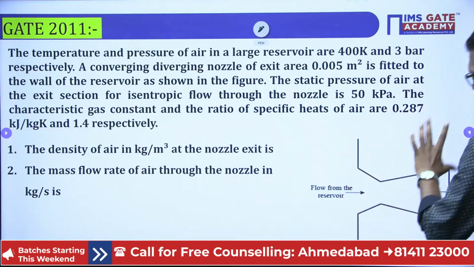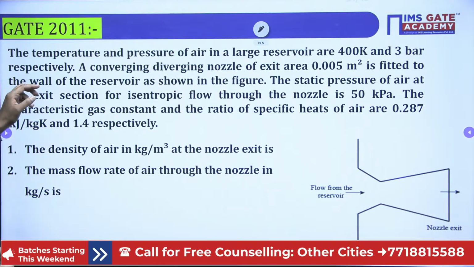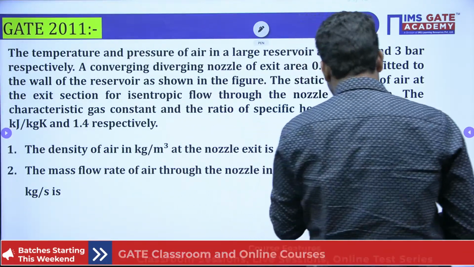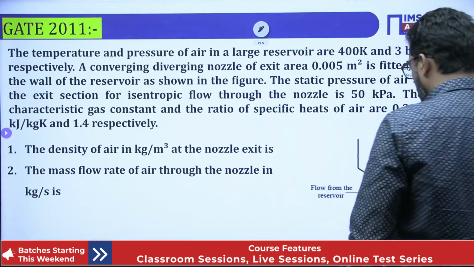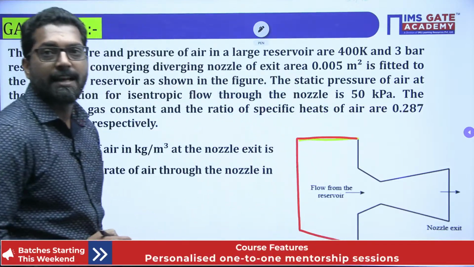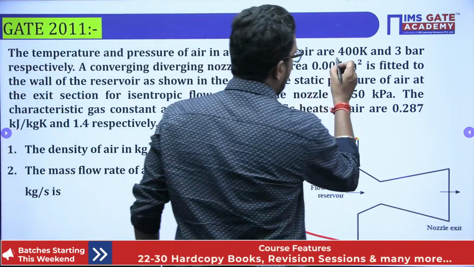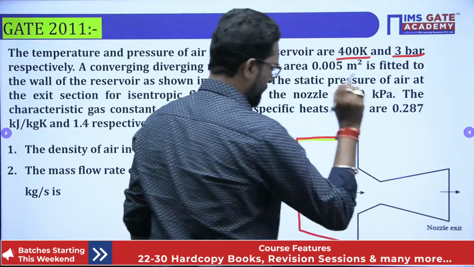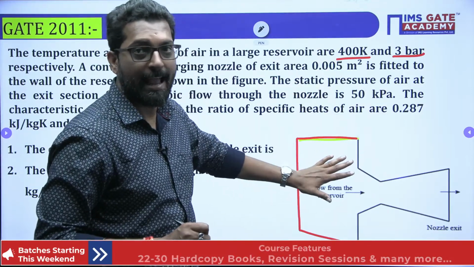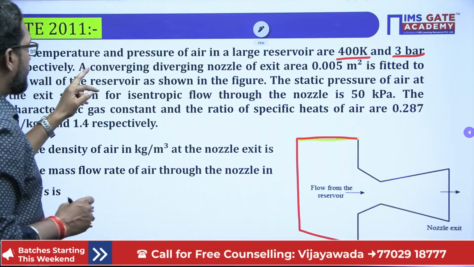This is your converging diverging nozzle. What is that? See beta, the temperature and the pressure of air in the large reservoir. So there is a reservoir, beta. This tank is connected to the large reservoir, and this reservoir has a temperature. It is given 400 Kelvin and 3 bar pressure. That means the fluid present in this tank has a temperature of 400 Kelvin and 3 bar, respectively. A converging diverging nozzle.